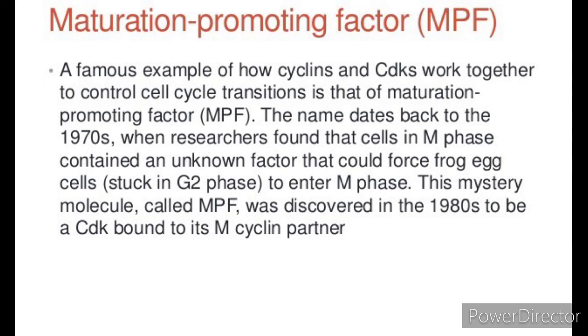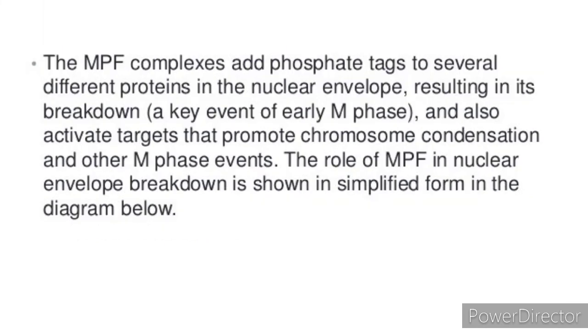This mystery molecule, called maturation promoting factor, was discovered in the 1980s to be a cyclin-dependent kinase bound to its M-cyclin partner. The maturation promoting factor complexes add phosphate tags to several different proteins in the nuclear envelope, resulting in its breakdown, a key event of early M phase, and also activate targets that promote chromosome condensation and other M phase events.